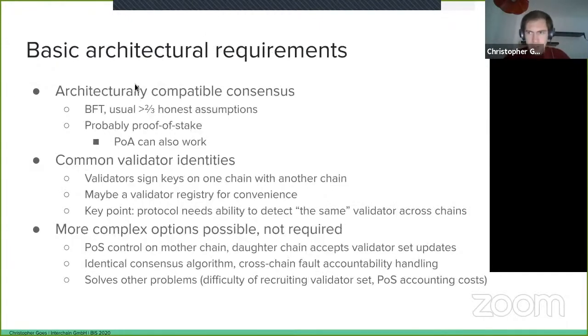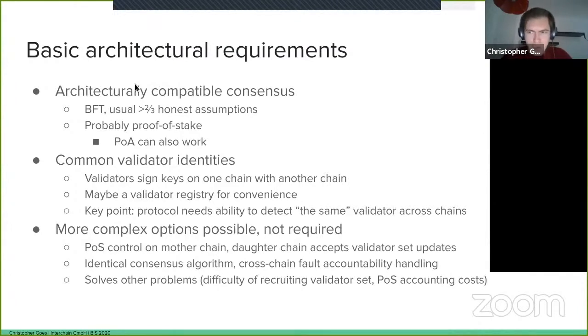So the basic architectural requirements in order to allow chains to reason about the overlap between their validator sets is that we have some at least roughly architecturally compatible consensus, so that it makes sense to speak of nodes behaving correctly on both protocols. This probably means proof of stake BFT. So we have something like the usual greater than 2/3 honest node assumptions. Proof of authority can also work, but that's pretty rare in practice.